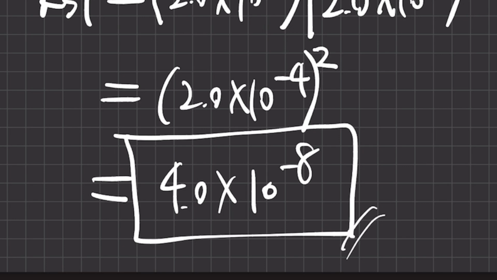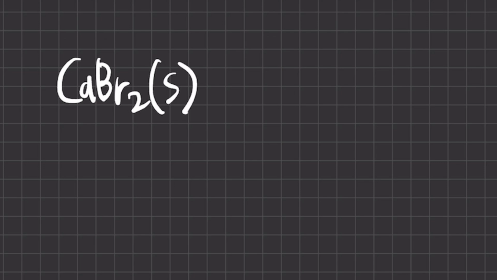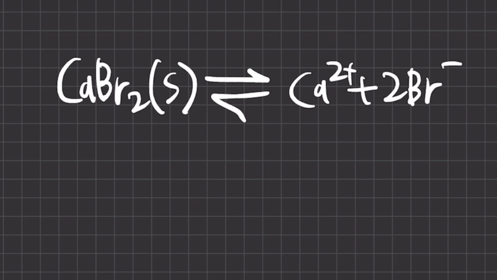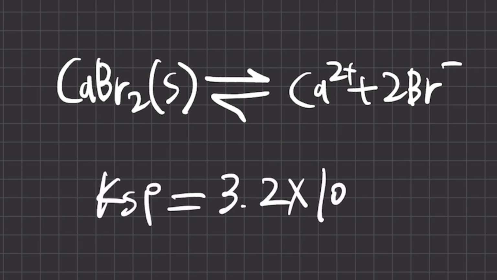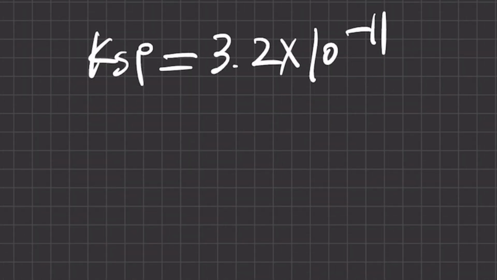Let's look at another example. Let's say there is calcium bromide solid. This will be forming products of ions like this. Let's say KSP of calcium bromide is 3.2 times 10 to the power of -11. Then, if the question asks to find solubility of calcium bromide, let's start with writing the KSP expression.